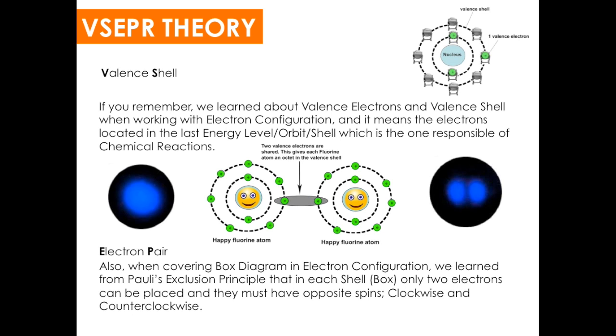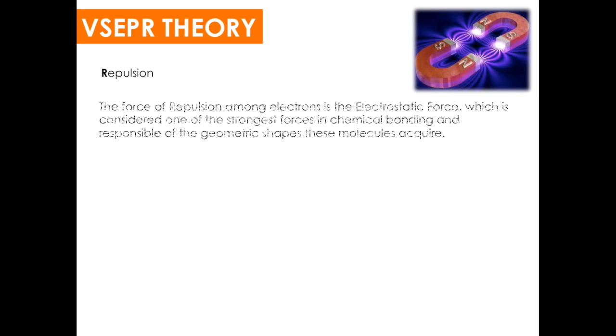Electron pair. Also, when covering box diagrams in electron configuration, we learned from Pauli's exclusion principle that in each shell or box, only two electrons can be placed, and they must have opposite spins, clockwise and counterclockwise. Repulsion. The force of repulsion among the electrons is the electrostatic force, which is considered one of the strongest forces in chemical bonding and responsible for the geometric shapes these molecules acquire.